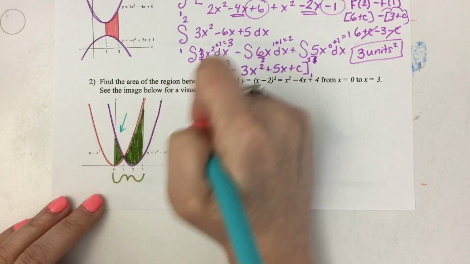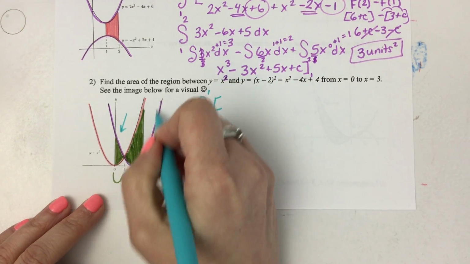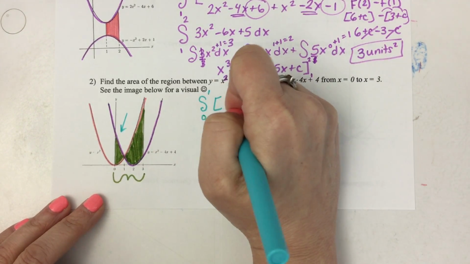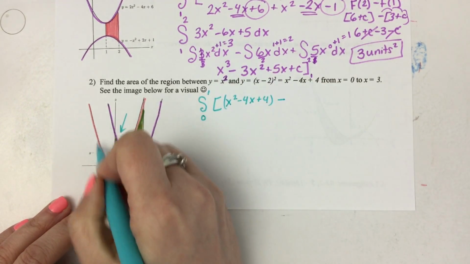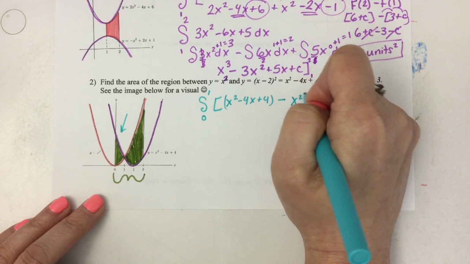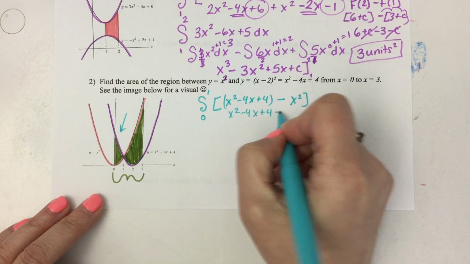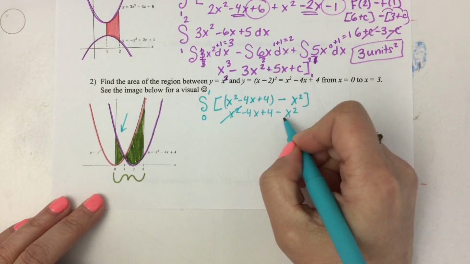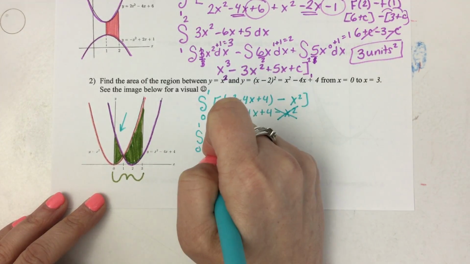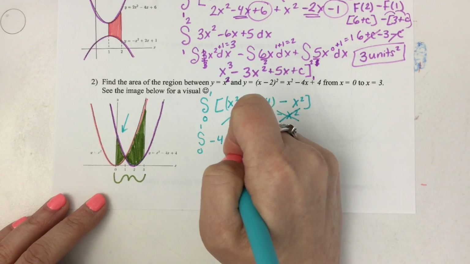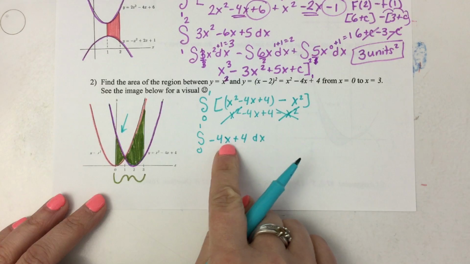So for that piece, I will have 0 to 1. The curve that's on the top is the purple curve, so that's x squared minus 4x plus 4, minus the curve underneath it, which is x squared. If I have x squared minus 4x plus 4 minus x squared, the x squared and negative x squared cancel. So from 0 to 1, we're looking at negative 4x plus 4. Again, that's dx, indicating that this is a derivative.